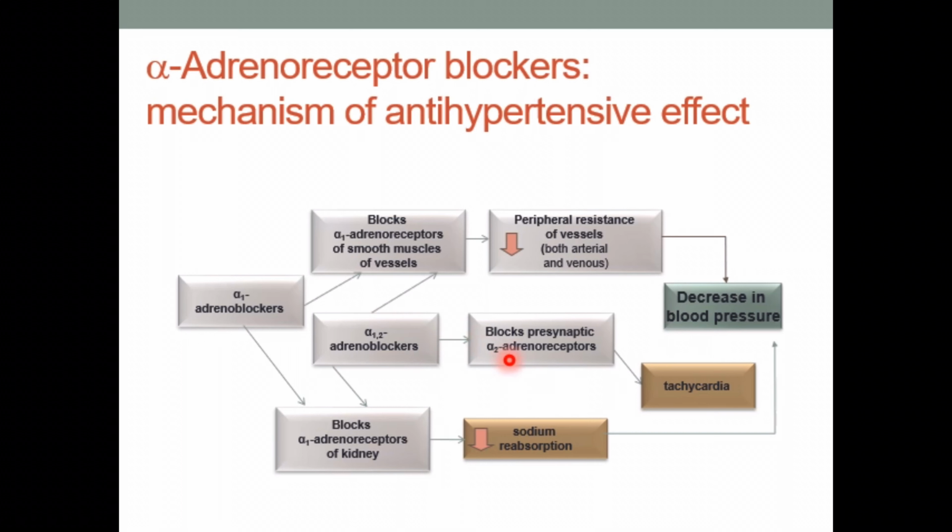So if it blocks presynaptic alpha 2, we've covered this, it would promote the release of noradrenaline. Because alpha 2, if you activate it, will inhibit the release of noradrenaline and inhibit the sympathetic nervous system. But if you block it, then you promote the release of noradrenaline, or you promote sympathetic activity, and then in the heart this can lead to tachycardia. So that is the difference between selective alpha 1 blockers and non-selective alpha 1 and alpha 2 blockers.